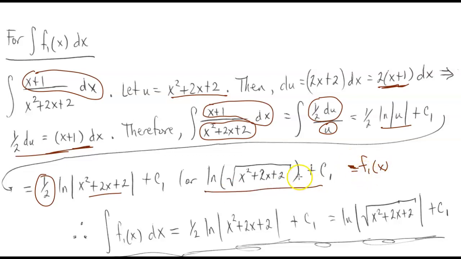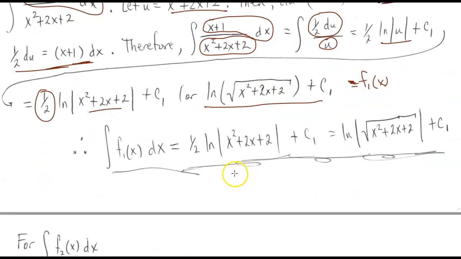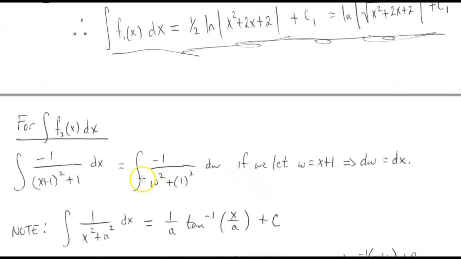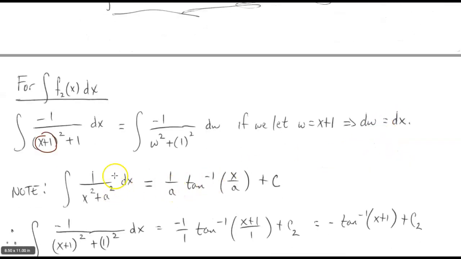Okay. So now for f sub 2, we do substitution here. x plus 1, let that be w. And so luckily for us, we know that dw is just going to be equal to dx. And we also note that 1 divided by x squared plus a squared, where a is a constant, that antiderivative is just 1 over a times arctangent of x divided by a.